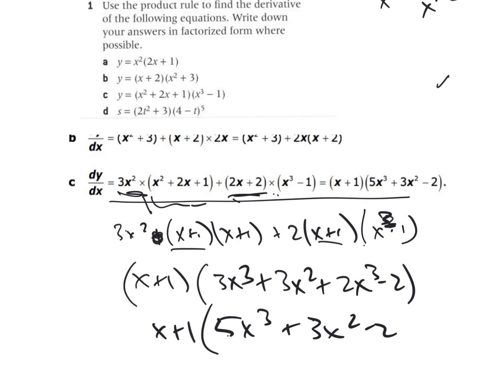So you've got to see that this is multiplication, so there's an x plus 1 here, and there's also an x plus 1 there.